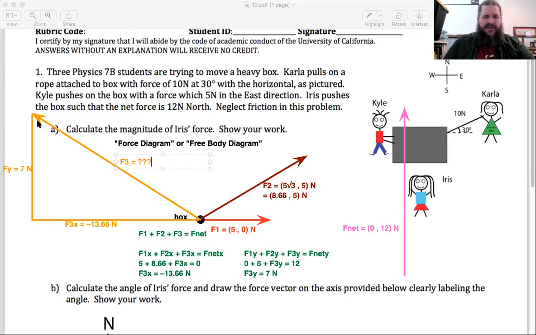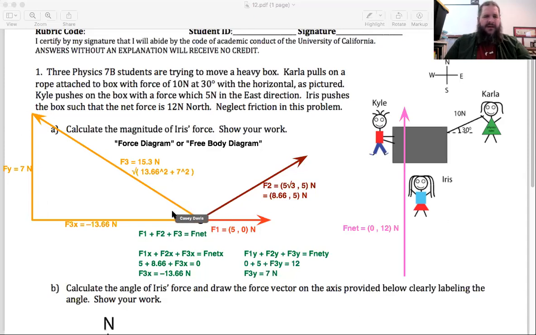If you know this leg and this leg, how would you find the hypotenuse? Yeah, Pythagorean theorem will work well here. We can just take the square root of side squared plus side squared. And we can ignore that negative because we're squaring it anyway. So the square root of 13.66 squared, whatever that is, plus 49 is about 15.3. So that means Iris's force has to be about 15.3 newtons.